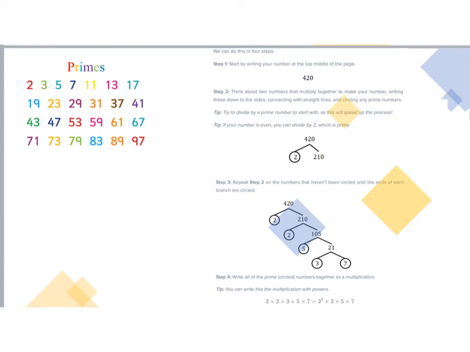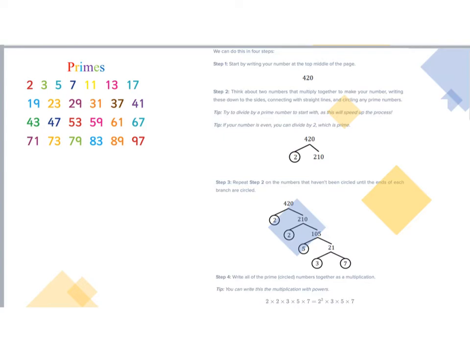So step 1, start by writing out your number at the top in the middle of the page. In this case, the example is 420. Step 2, think about two numbers that multiply together to make that number. If it's an even number, then 2 is an obvious one. If it ends in a 0, then you could divide it by 10, but just two numbers that times together to make that number. Writing these down to the sides, connect with straight lines circling any prime numbers.